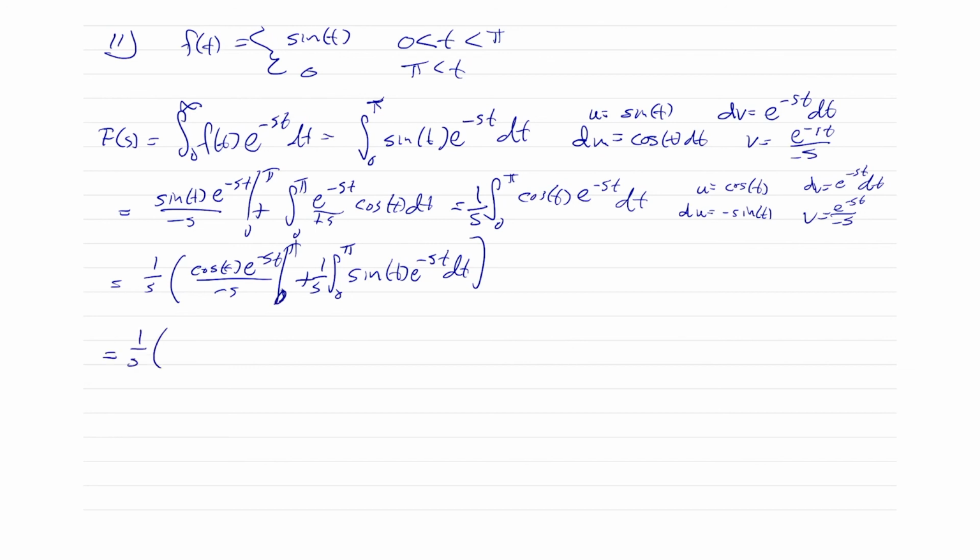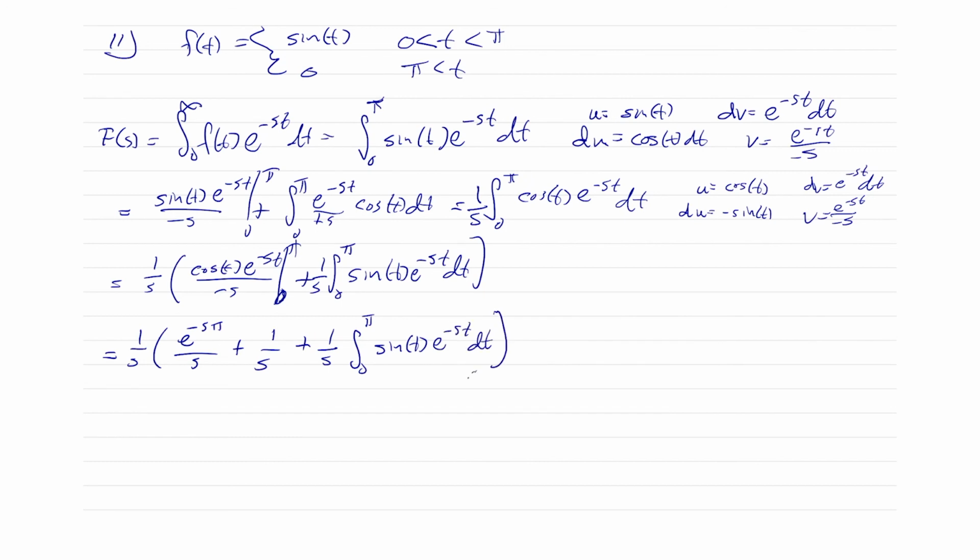So we get 1 over s. Now cosine of pi is -1. So we get e to the minus s pi divided by s, because I'm flipping the sign because of the cosine being -1. And then we're subtracting off what we get when t is 0, where cosine is 1. E to the minus st is 1 when t is 0, and so we get 1 over s, and flipping the sign. Okay, so now we get plus 1 over s times the integral from 0 to pi of sine of t e to the minus st dt.